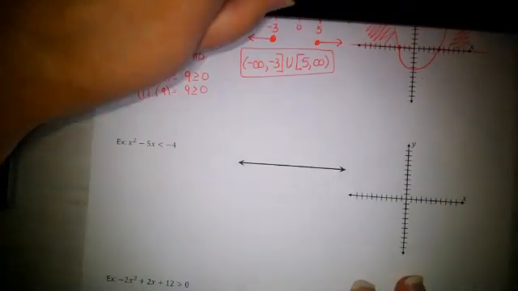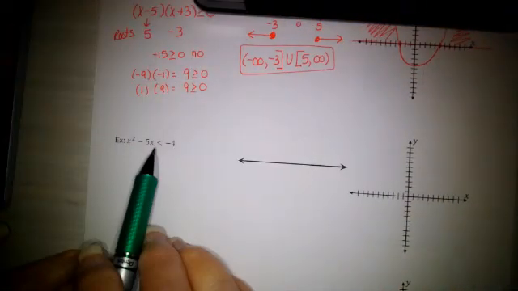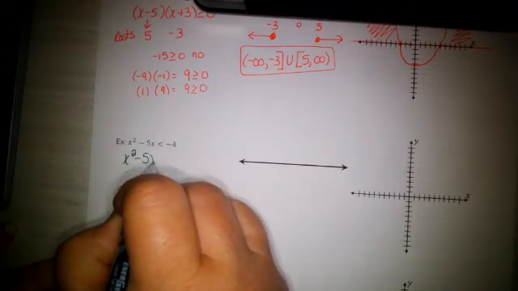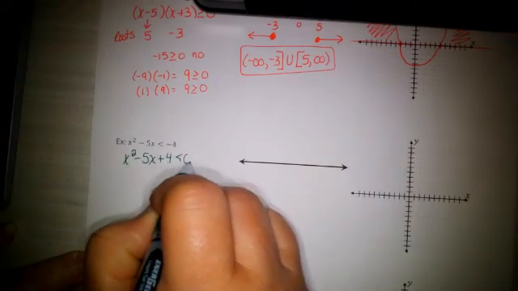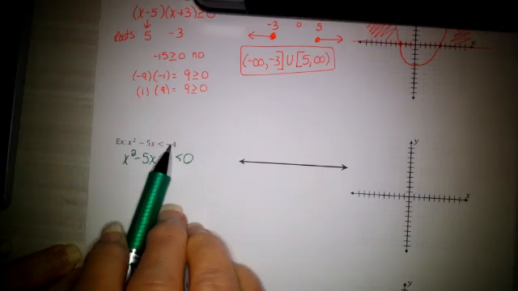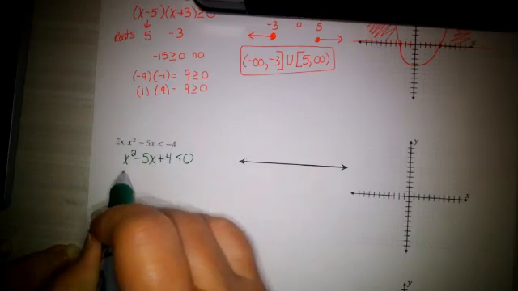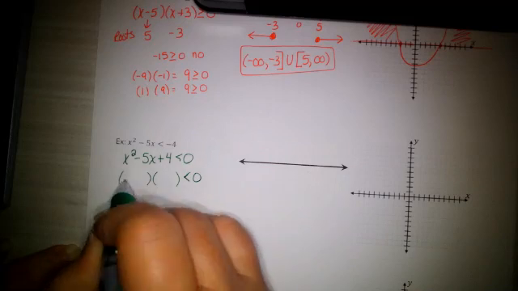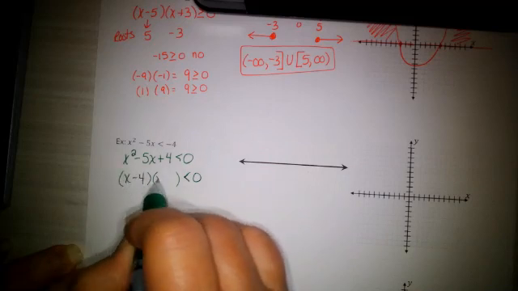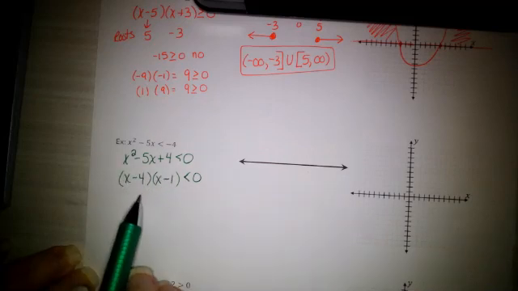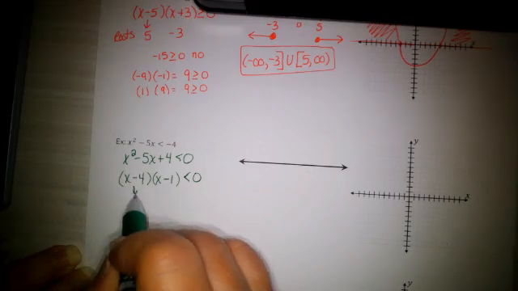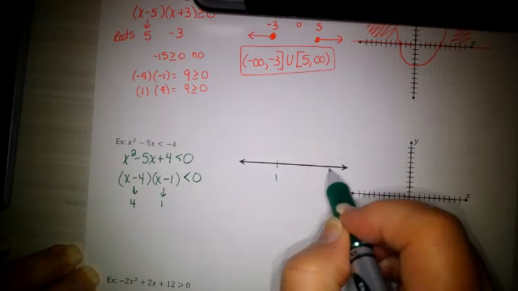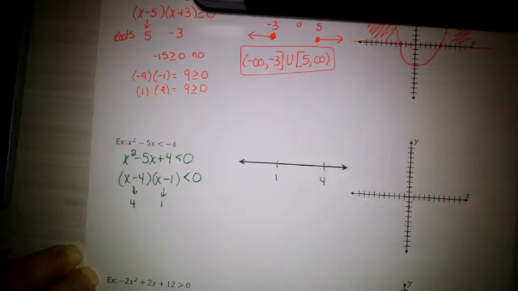The next one says x squared minus 5x is less than negative 4. First I'm going to move everything to one side to get 0 on that side. Remember, we add 4 to move it to the other side. Now I need factors of 4 that add up to negative 5. These are the ones we always forget to check for, negative 4 and negative 1. So my roots are 4 and 1. I can put those on my number line, 4 and 1.